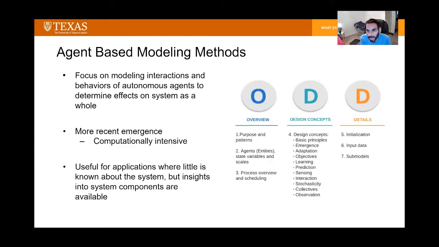Agent-based modeling, or ABM, focuses on modeling interactions of agents with their environment. These agents are assumed to be autonomous, heterogeneous, adaptive, and active. Through the independent interactions of the agents with their environment, the system behavior becomes apparent. It's useful when insights about the system components are known, but there is not much knowledge about the system as a whole.